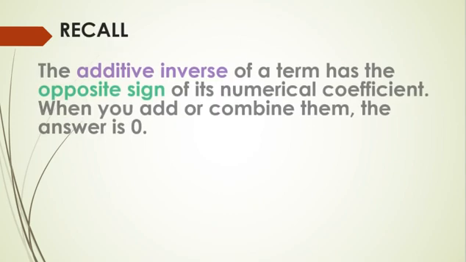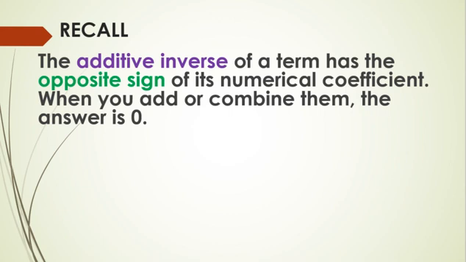Recall. The additive inverse of a term has the opposite sign of its numerical coefficient. When you add or combine them, the answer is 0. Say for example, if you combine positive 1x or x to negative 1x or negative x, the answer is 0. If you combine positive 1y or positive y to negative 1y or negative y, the answer is 0.